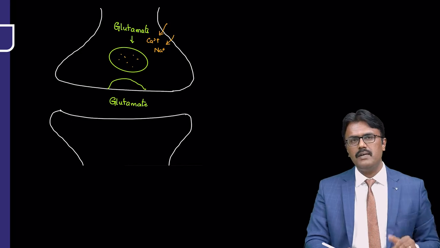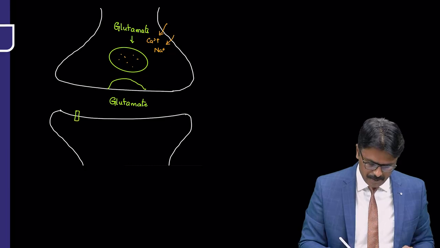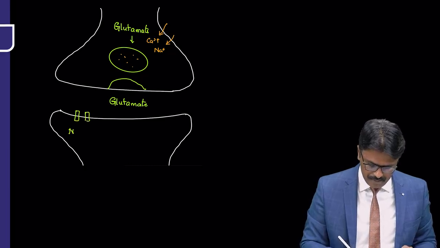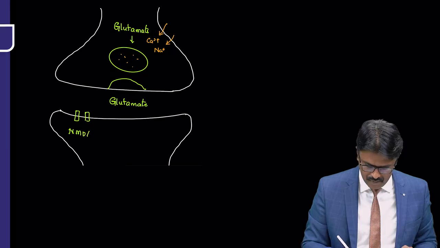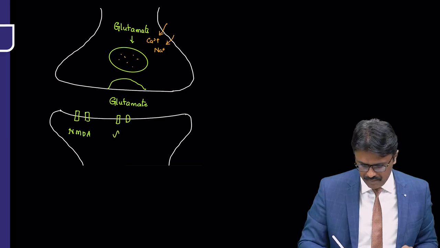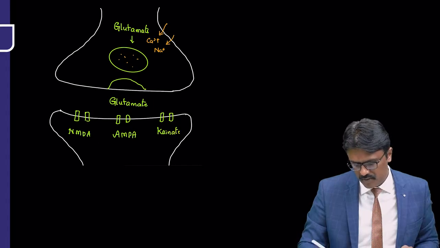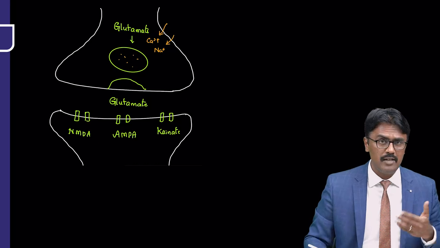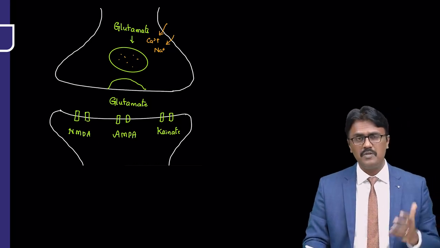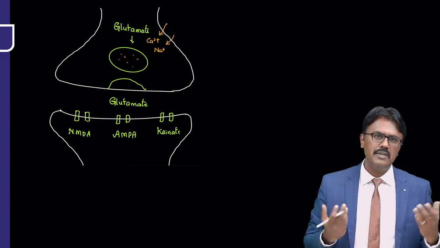And glutamate acts on ion channel receptors, and it has three subtypes: the NMDA, then one more AMPA, and one more kainate. So these are the subtypes of receptors, and they allow the entry of either sodium or calcium, which are positive, which can excite the tissue. Now when the tissue is excited, there will be seizures.